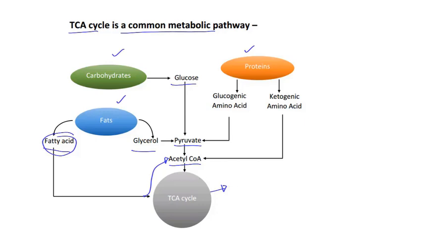In the case of protein, glucogenic amino acid and ketogenic amino acid can be produced. This glucogenic amino acid produces pyruvate and this pyruvate produces acetyl-CoA, which enters the TCA cycle. On the other hand, ketogenic amino acid directly produces acetyl-CoA and this acetyl-CoA enters the TCA cycle.